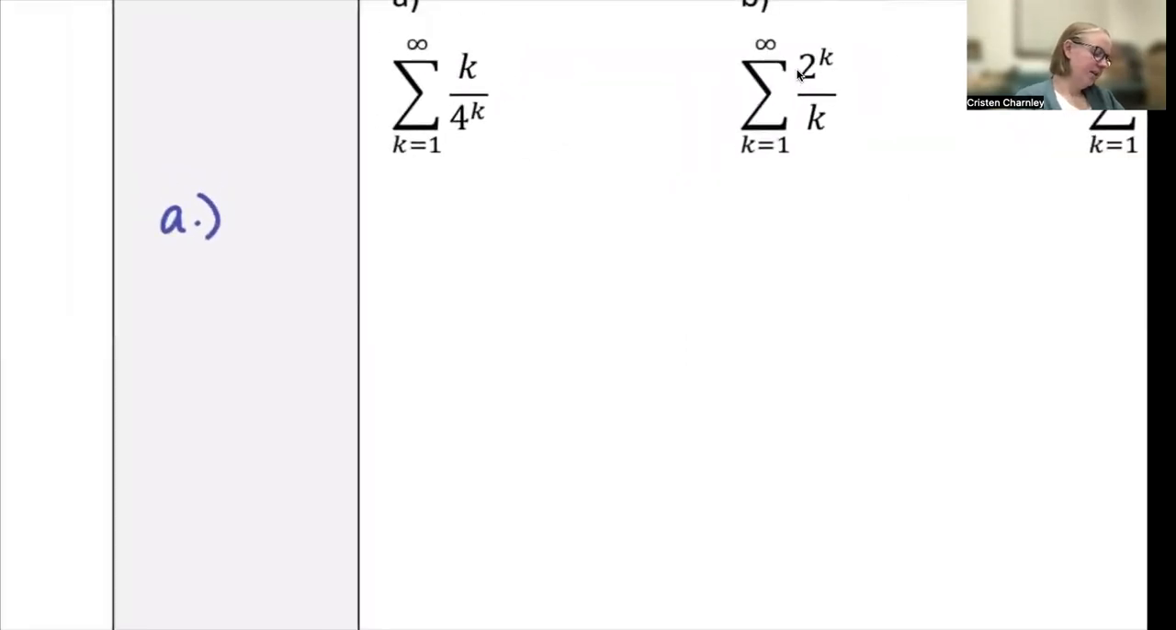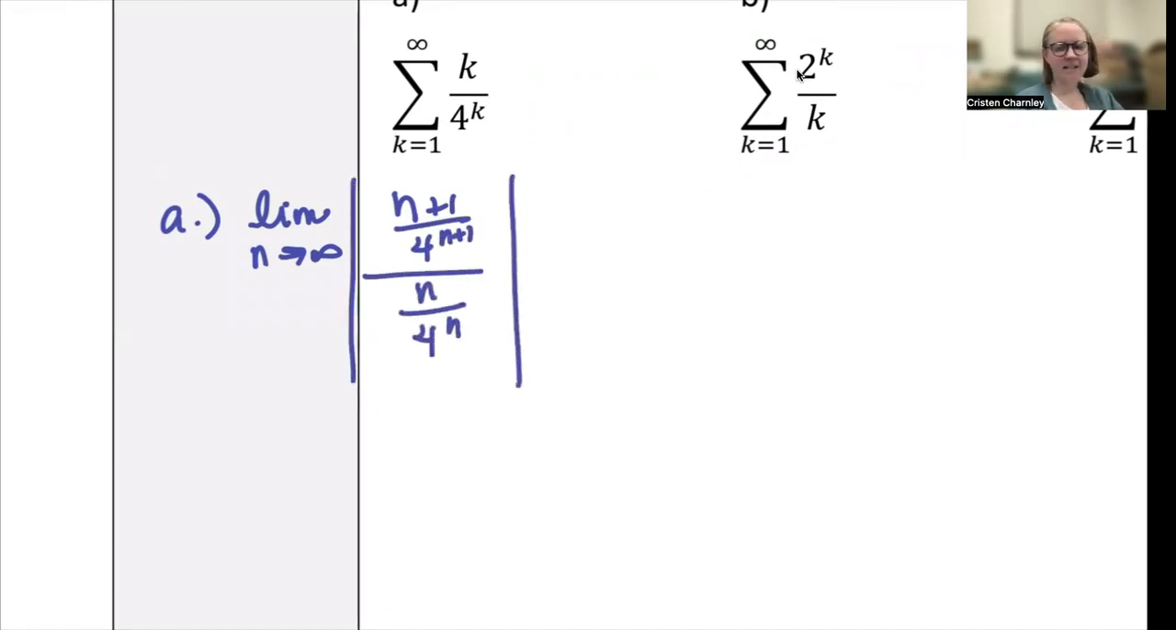So for the ratio test, I'm going to find the limit as n approaches infinity. This will be n plus 1 over 4 to the n plus 1 all over n over 4 to the n. I'm switching my k's to n's in this case. I think that's the more typical nomenclature where you do the math in terms of n, where the k is just kind of that counting value in the beginning.